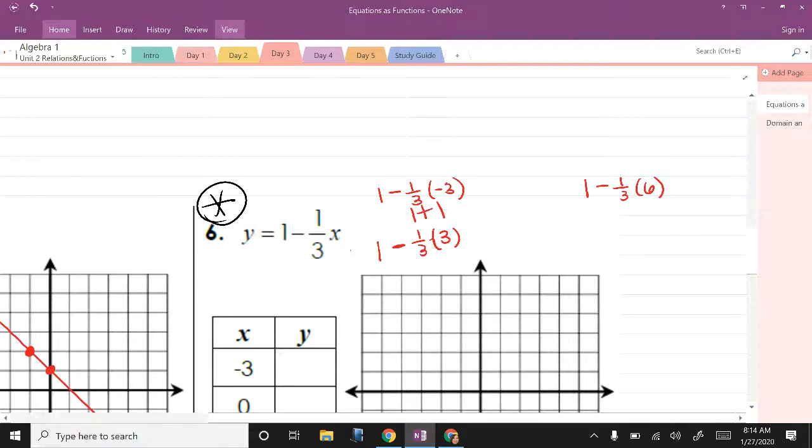Right? And 1 plus 1 is 2. So my first ordered pair is -3, 2. Y'all agree? Y'all see that one? All right. Why wouldn't you multiply? I did. No, the one.